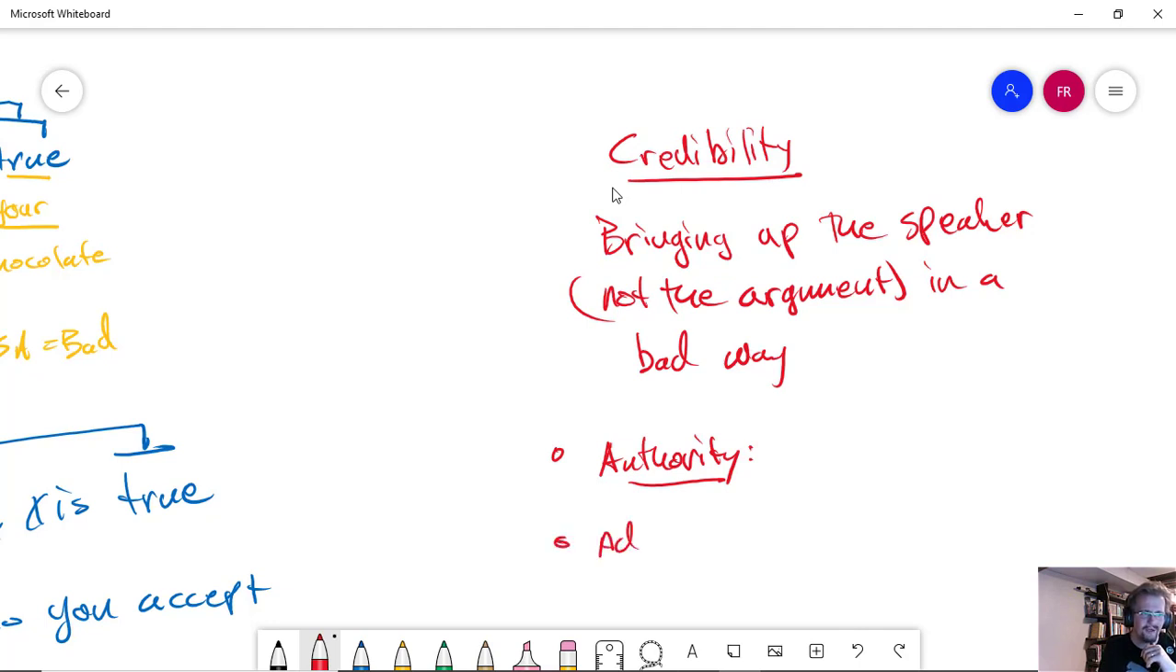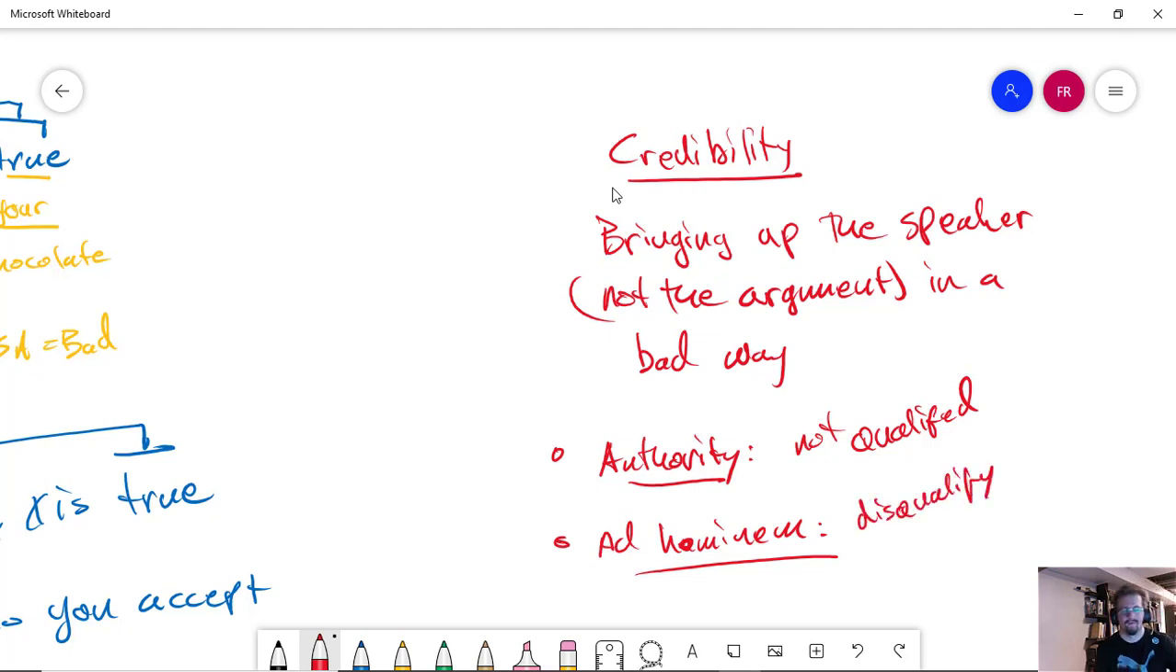The other side of the coin is called the ad hominem attack. The idea behind the ad hominem attack is we're going to bring up the speaker again, not the argument, now in a bad way. Here we brought up the authority that's not qualified. This is the problem. Here we are going to try to disqualify a person. If you're actually talking about the argument they're making, or why this person might not know what they're talking about, that would be fine. The point of the ad hominem, though, is to bring up something that is unrelated to the argument.